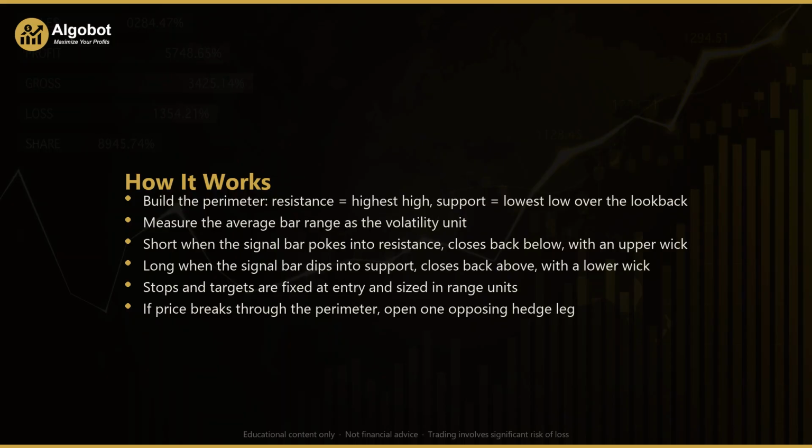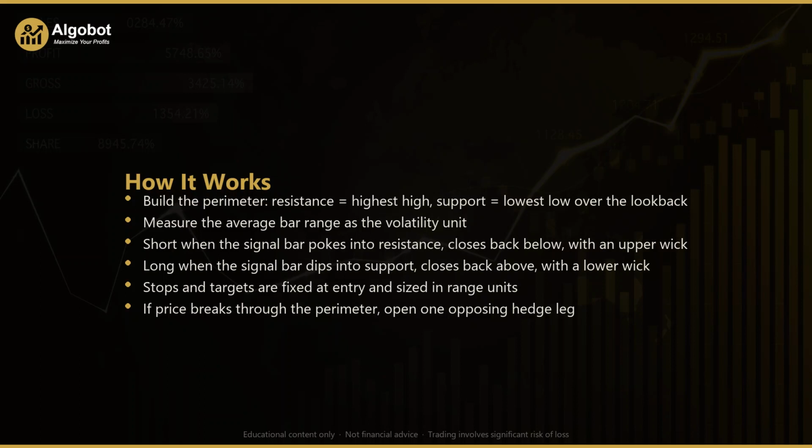The key bar for a signal is the most recently closed bar, which the code calls the signal bar. Importantly, the support and resistance levels are built from the bars before it, so the rejection is judged against pre-existing structure rather than against the bar itself.